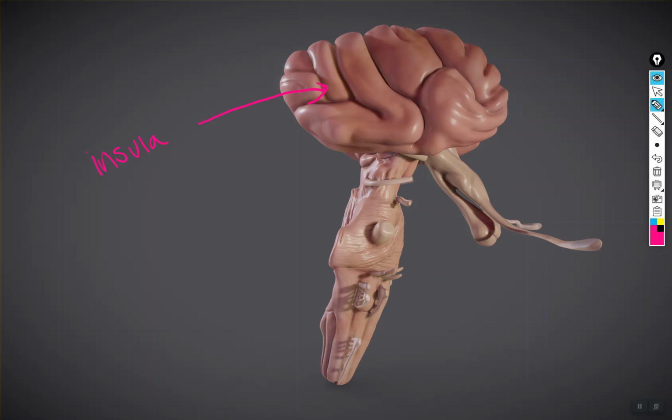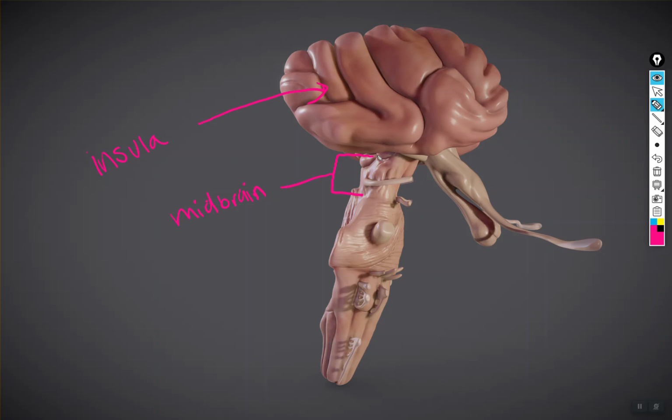Okay, so for general regions, the midbrain, and my handwriting's a little sloppy because of that, not tablet mode, so apologies there.